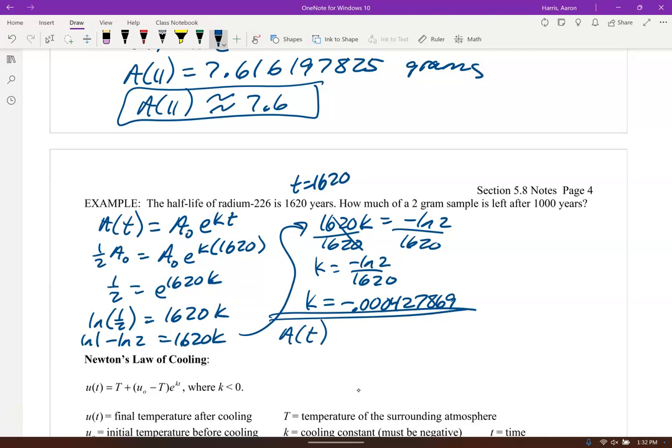Part 2, how much of the 2 gram sample? So you're starting out with 2 grams. A sub 0 is 2. Now we know our k. And by the way, you could leave that. You could use k as this in the formula instead. That's fine. In fact, even better, right? But we're trying to figure out how much we have left after 1,000 years.